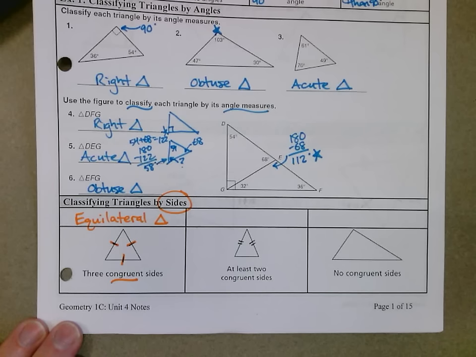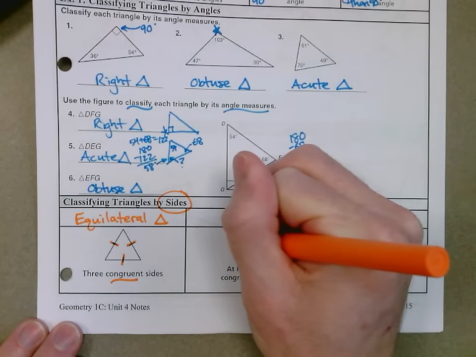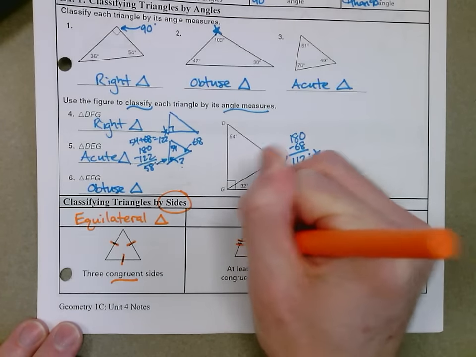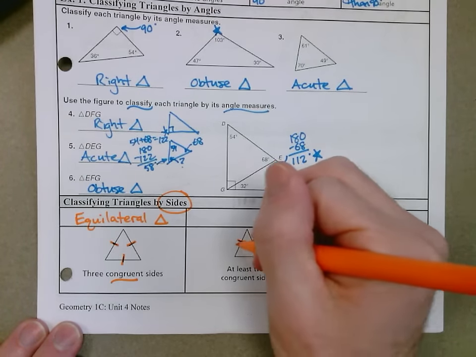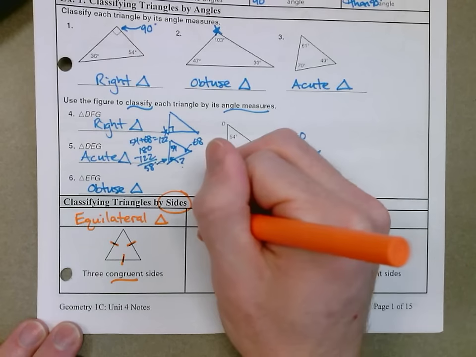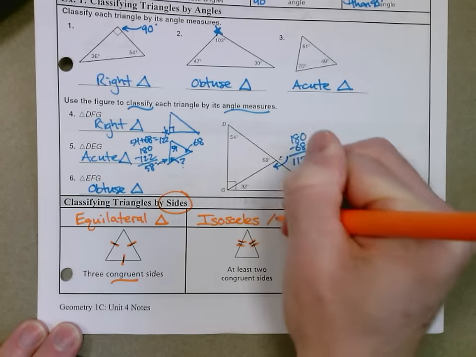in size. Next one, where at least two congruent sides are present. Our clue right here is we have a double dash and a double dash, not to be confused with the classic Mario Kart game called Double Dash. But if you have two sides that are the same length, we are dealing with what's called an isosceles triangle.